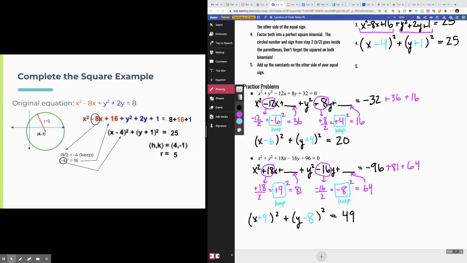Okay. And one thing I forgot to mention, just to remind you, if you have a number, any number, on the left-hand side of the equal sign, make sure that you move it over to the right-hand side of the equal sign before you follow the pull out the numbers, divide by 2, square process. Okay, so for that very last one, if I wanted to pull out the center and the radius, I would say the center is negative 9, positive 8, and that my radius was 7, because the square root of 49 is 7.